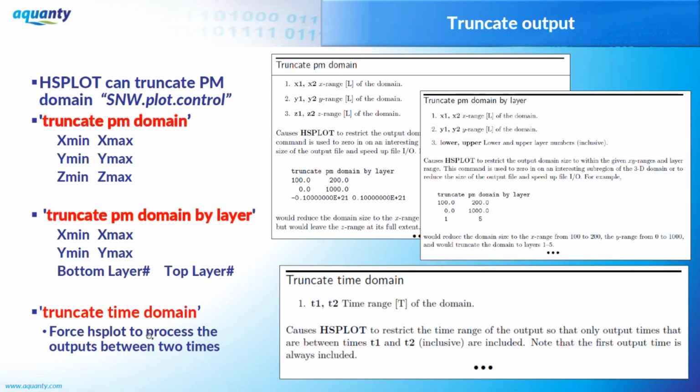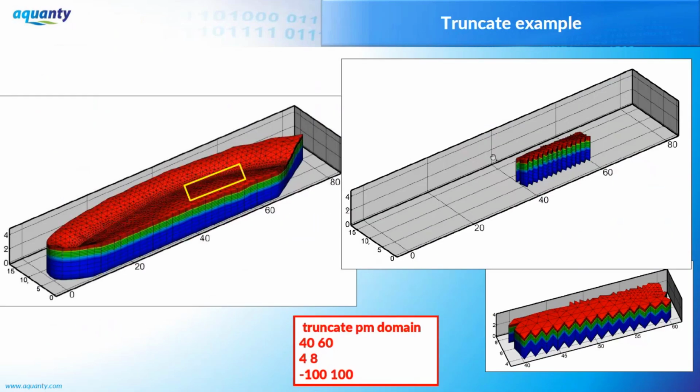And all of this truncation is for ease. If you have a bigger domain with lots of output, and it takes a long time to open and work with, in this case you could truncate, and it will be a smaller file and easier to open and play with. This is a sample.